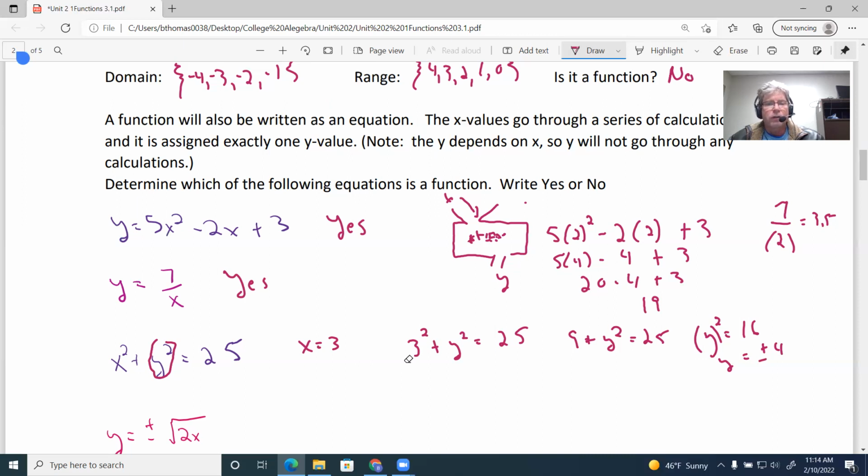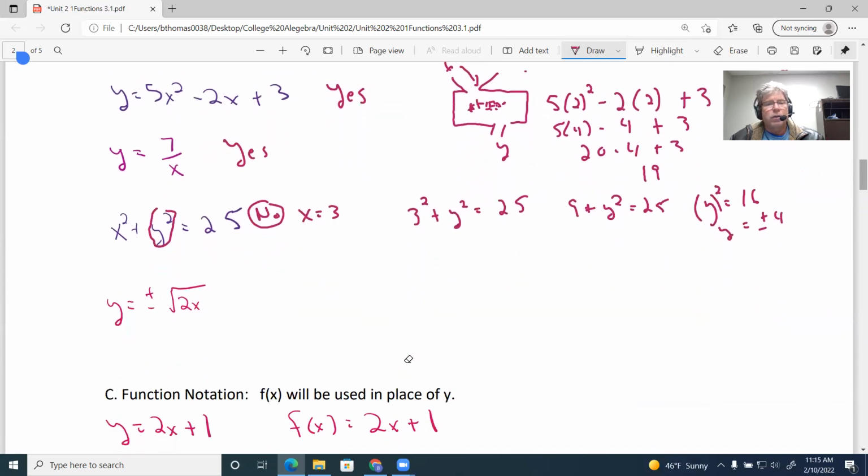So as I said, one thing is the y shouldn't be going through any calculations. And secondly, if I do pick a value for x, I'm seeing that it's going to assign 2 different y values for it. So equations that look like this are going to be a big oh no. It's not going to be a function.